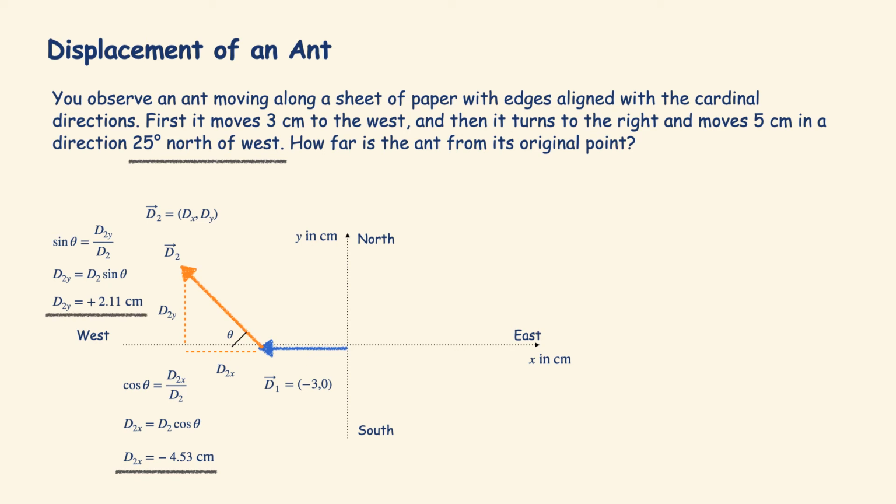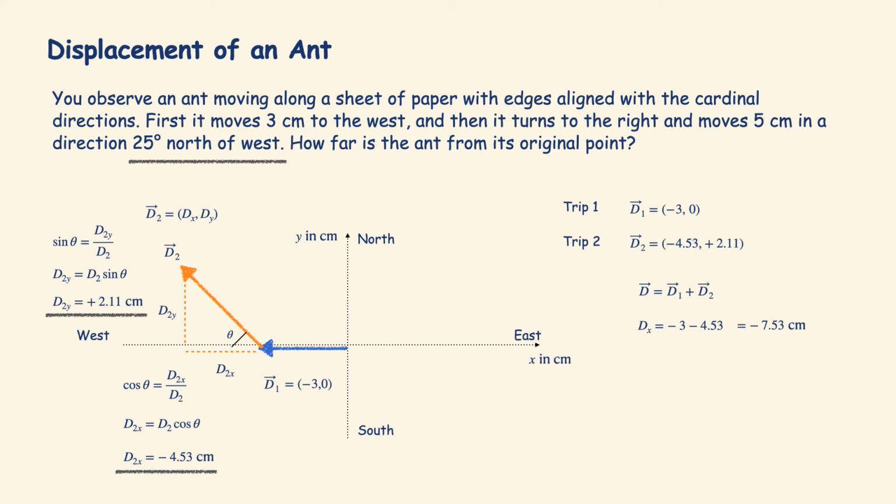So let's take those values and combine them, and we're ready to combine the two trips. Trip 1 is represented by vector d1 on my diagram with components minus 3 and 0. Trip 2 is represented by the vector d2 with components minus 4.53 and plus 2.11. What remains here is to add the two vectors using the rules for adding by components. So the x component of the total displacement will be equal to minus 3 minus 4.53, or minus 7.53 centimeters total.